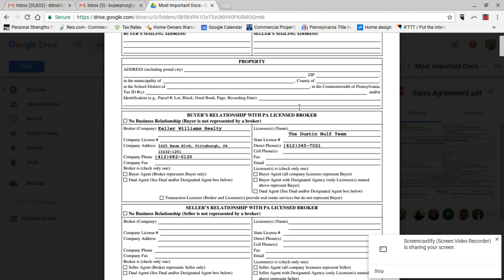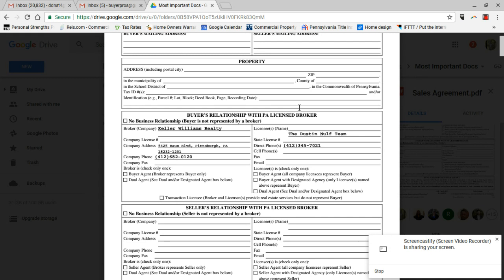The execution date is the date where the final change was initialed and dated by everybody. So it could have been, the seller signed or initialed and dated today, the buyer initialed and dated tomorrow. The execution date would be tomorrow then. That's the start date for everything.